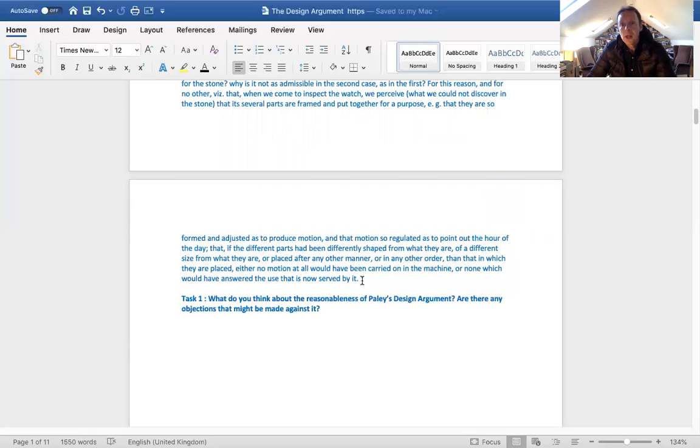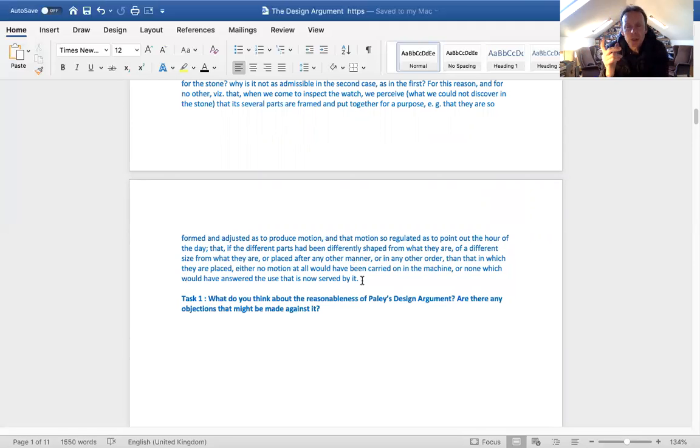So imagine the orbits of the planets meant that they collided with each other every 100 or 1,000 years, or every 24 hours, then there would be no solar system. Everything is in perfect order as far as Paley can see.